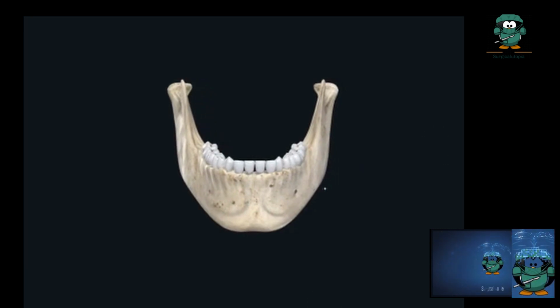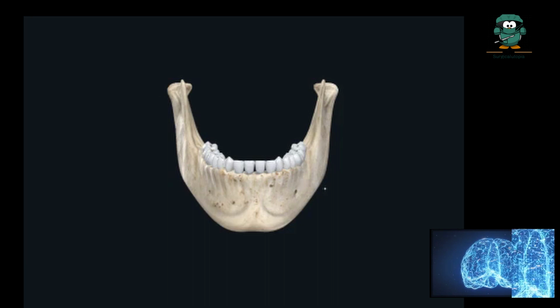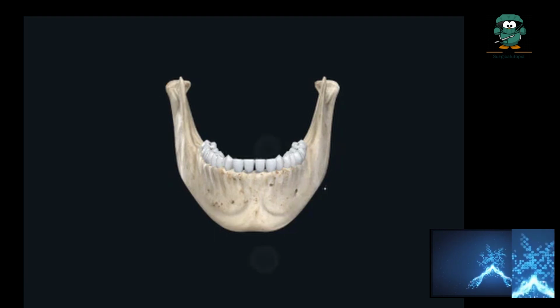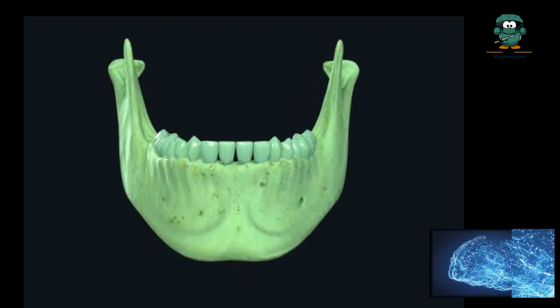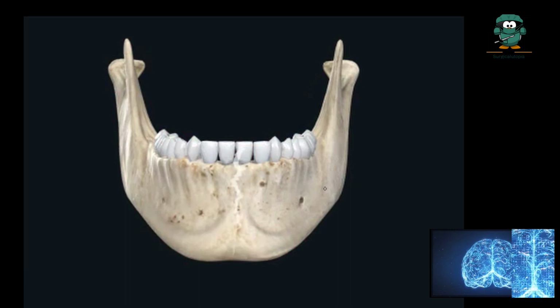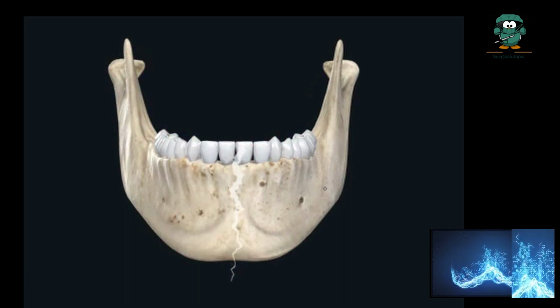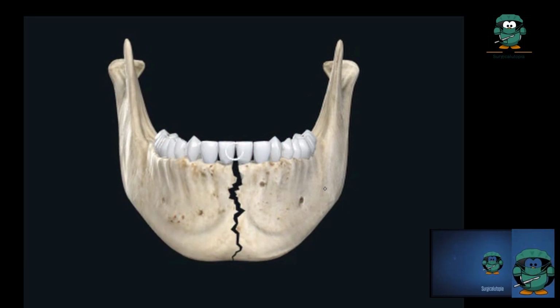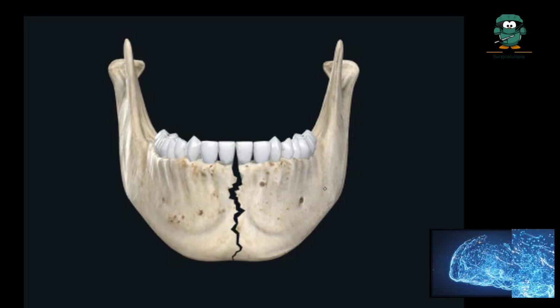There are different classifications of mandibular fractures. The first one was given in 1964 by Dingman and Natwick. It was based on the anatomical region. The first one is the symphysis fracture, which occurs in the symphysis region over here. In this fracture, the fracture line passes just between the two central incisors.